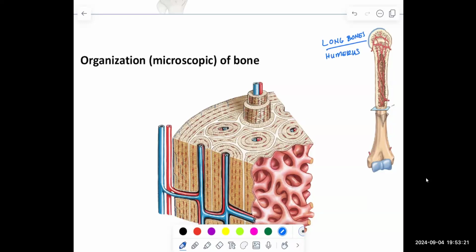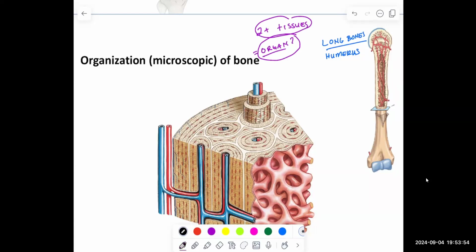Long bones, the way that they're arranged is very interesting. Before I move on, you must remember that every bone is an organ. Why is every bone an organ? Because it's made of two or more tissues. That's the point of this slide. I need you to be able to tell me what tissues we find in long bones.